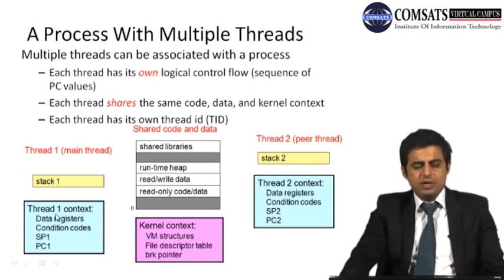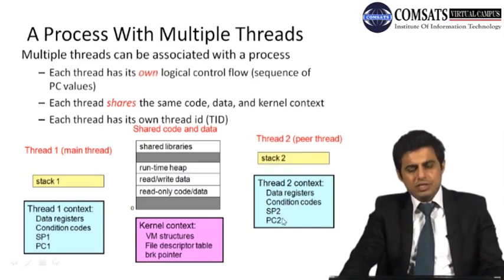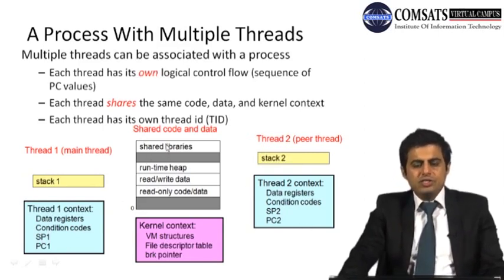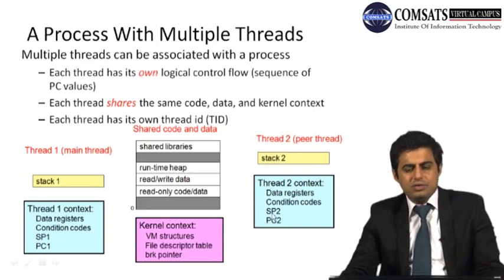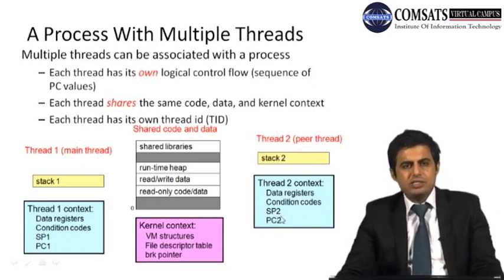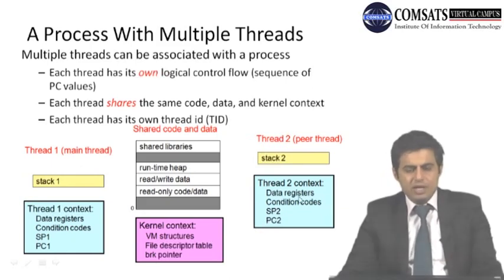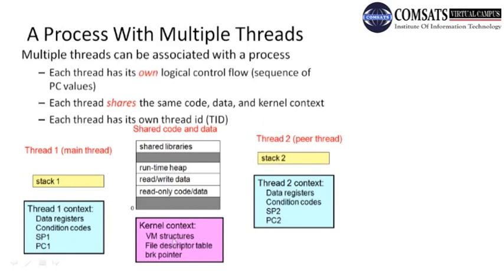اب thread 2 کا context دیکھیں، thread 1 کا context دیکھیں، ان کی چیزیں سیم ہی ہیں۔ They've got registers, they've got program counters, they've got stack pointers, they've got condition codes, but thread 2 has got its own share of these things, but they both are sharing this code and data, which is basically shared libraries, runtime heap, read write data and read only code data, and they have got kernel context as well. So if you look at this picture and just imagine if you have got 10 threads, what is going to happen is that all these 10 threads will have their own context and they will have their own data. Okay, so data registers, there will be own SPs, there will be own PCs, and condition codes as well, and they will be sharing this shared data and they will also be sharing the kernel as well.